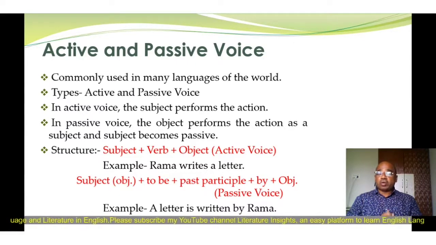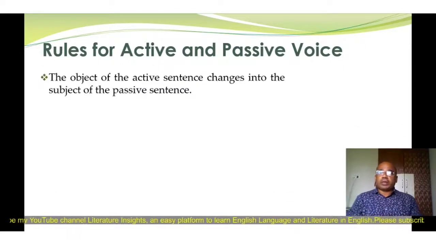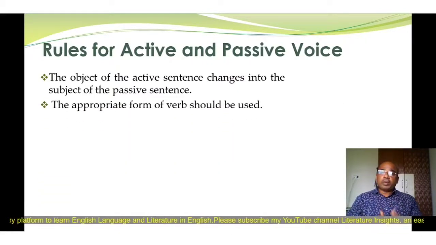So it's very essential for the learners of English to understand the structure of active voice and passive voice. Now here I have given some of the major rules for active voice and passive voice. Number 1, the object of the active sentence changes into subject of the passive sentence. So now here the object of the active voice becomes the subject in the passive voice. Then the appropriate form of verb should be used. So it's very important. The learners of English should be aware of the four basic forms of verb: V1, V2, V3 and V4. As per the needs of the sentence or structure, they should use the appropriate form of the verbs.